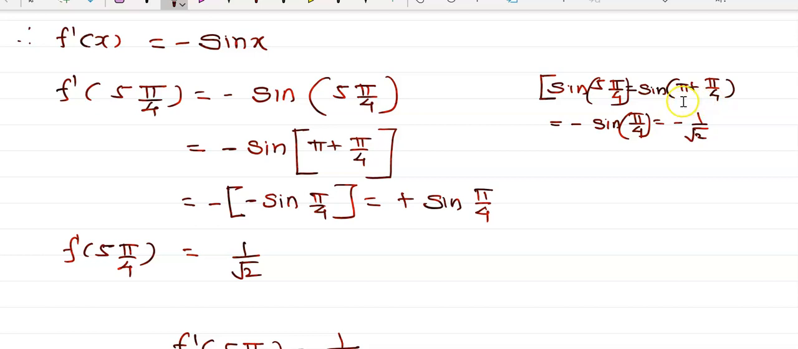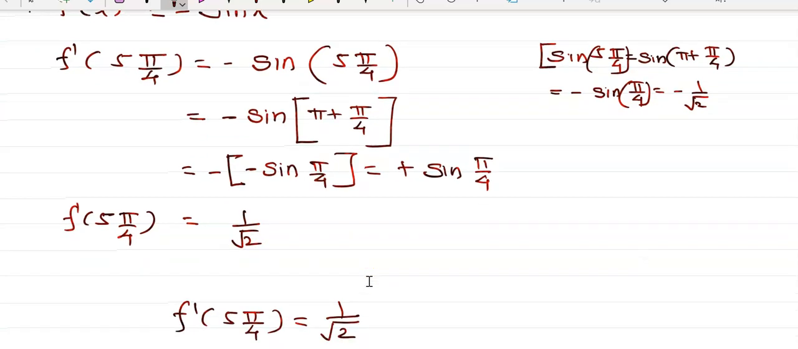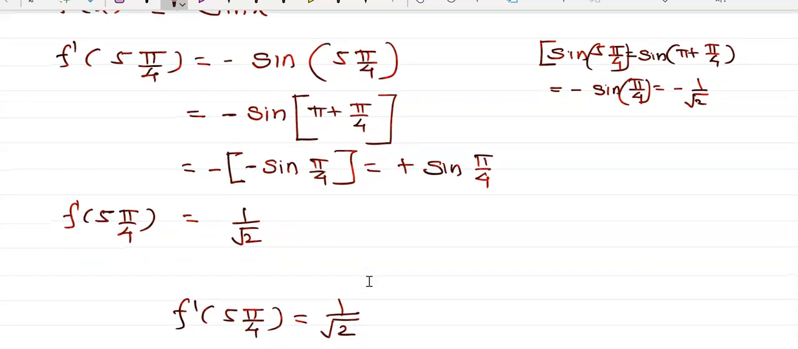So sine remains sine, minus sine of pi by 4, and the value of sine of pi by 4 is 1 upon root 2. Therefore we write here minus sine of pi plus pi by 4, that is minus sine of pi by 4. Minus times minus will become plus, and sine of pi by 4 is 1 upon root 2. And next, f dash of 5 pi by 4 is equals to 1 upon root 2.